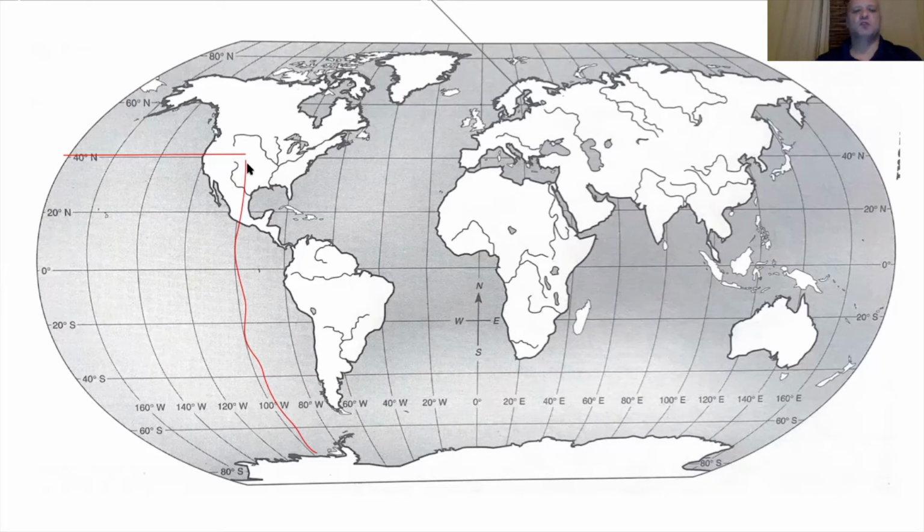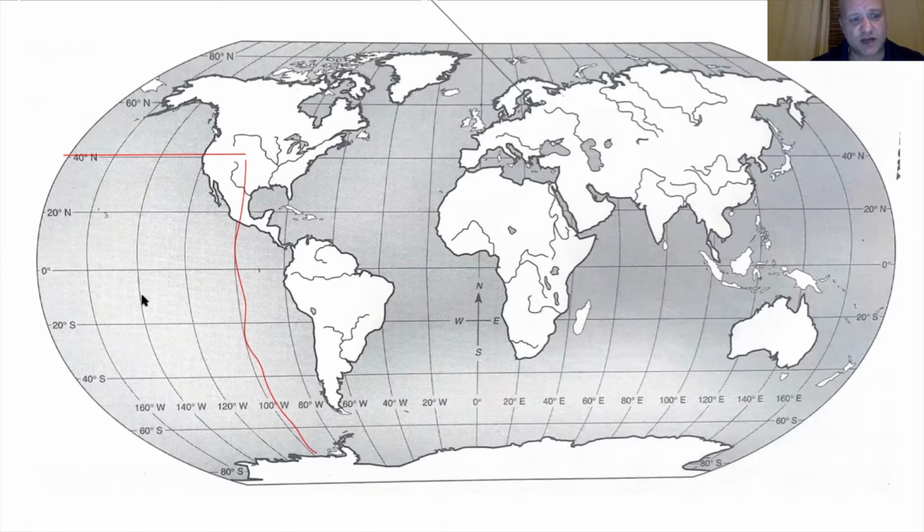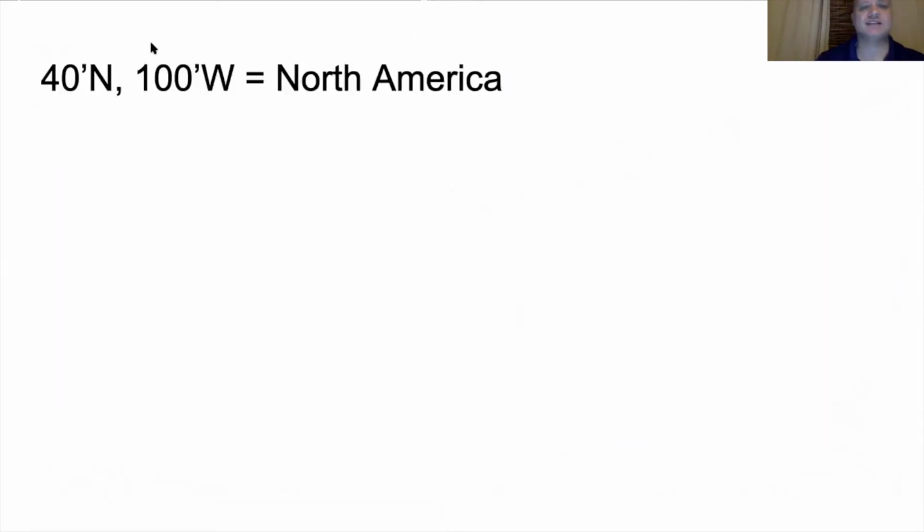Now you can be far more specific. You can get it to like the street. That's how specific longitude and latitude is. But for our activity, you're just telling me like the continent or ocean. Now, one of the mistakes that people make is oftentimes they will put their finger here on 40 north, they will put their finger here on 100 west, and somehow they do this diagonal thing, and they make their fingers meet over here, but they went off of the line. You have to stay on the line, you have to sing that song until your fingers meet. So, 40 north, 100 west equals North America.